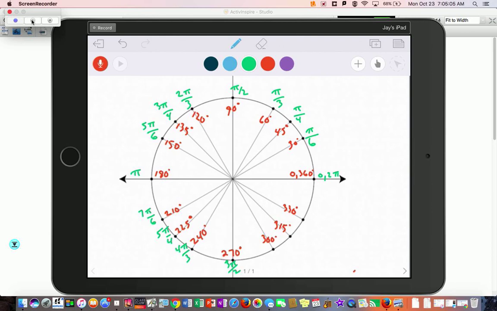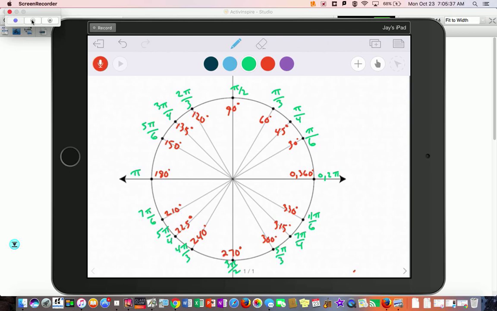Fourth quadrant, we do the same thing. A 6, a 4, and a 3. How many 30s can you fit in 330? 11. How many 45s fit in 315? 7. And 300, how many 60s fit in 300? 5. So there's your degrees and your radians. And so I typically put degrees in there and then the radians around it.